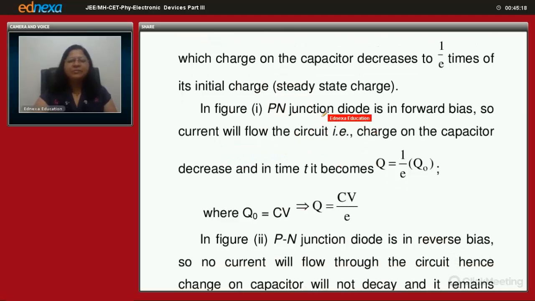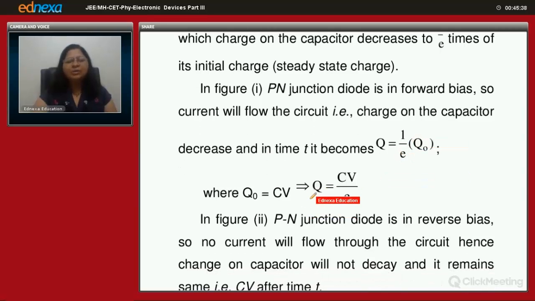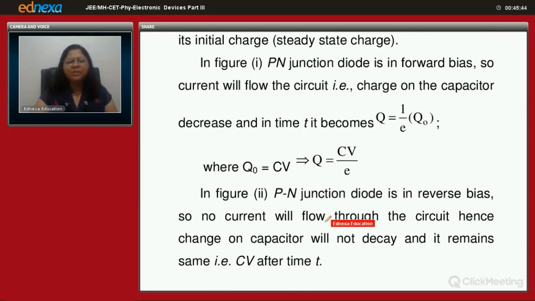In figure 1, the PN junction was in forward bias condition and in that case current will flow through the circuit, and that is why the charge on the capacitor is going to decrease. And in time t, the charge will become Q equal to Q0 upon e. Again, Q0 is equal to CV, which implies Q is equal to CV upon e.